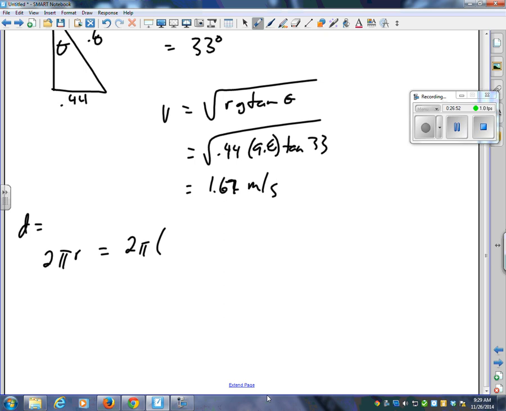2 pi, the radius is 0.44. So I get a circumference of 2.76, and now we've got to do time. That's the distance traveled, circumference, right? 2 pi r. It probably would be a good idea to have 2 or 3 people time, and then we'll take an average. Does that sound like a decent way to get it?